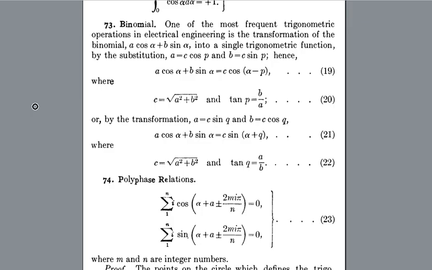Here, C equals the square root of A squared plus B squared, and the tangent of P equals B divided by A. Alternatively, by substituting, let A equal C multiplied by the sine of Q and B equals C multiplied by the cosine of Q. Then A multiplied by the cosine of alpha plus B multiplied by the sine of alpha equals C multiplied by the sine of the quantity alpha plus Q. Here, C equals the square root of A squared plus B squared, and the tangent of Q equals A divided by B.